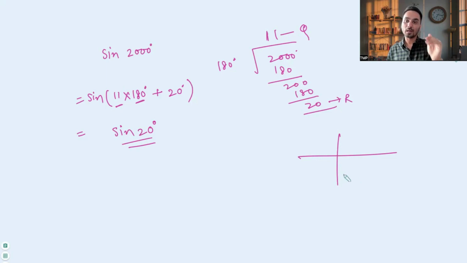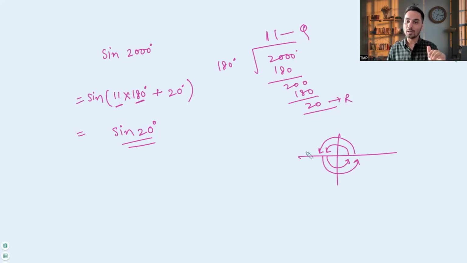So we have 11 times 180 degrees. So 11 times 180 degrees means starting from positive x-axis, you go 1 time, this is 2 times, 3 times, 4 times. And if you go this way, you will find out that it is what? It is 5 complete circles and 1 half circle. So 5 complete 360-degree cycles and 1 half cycle.